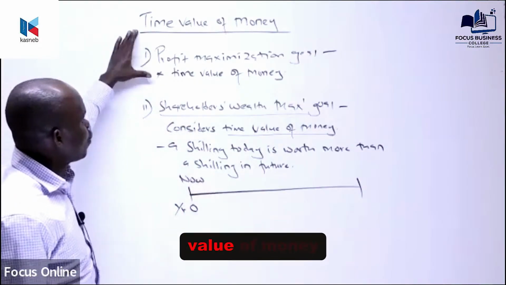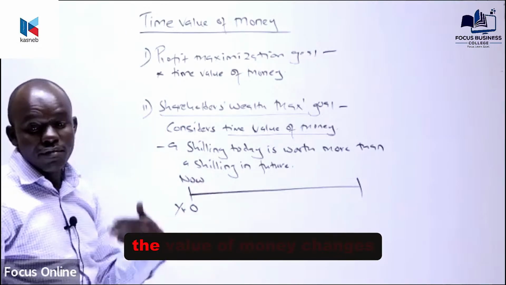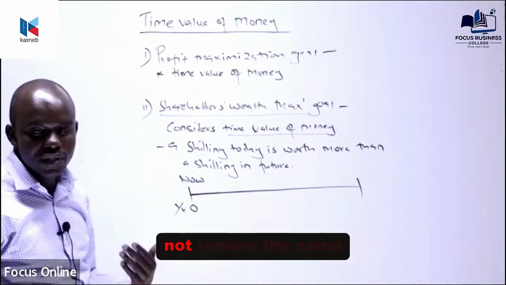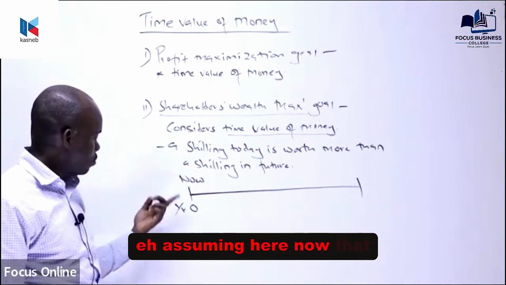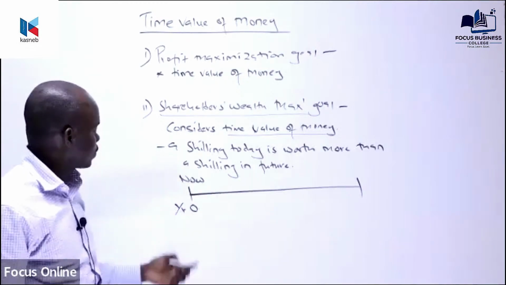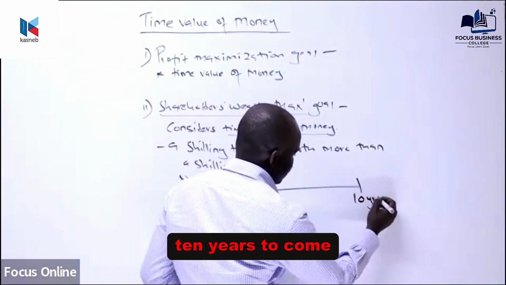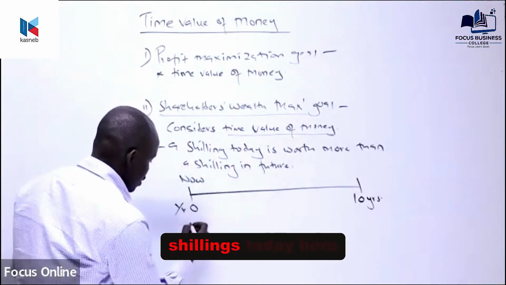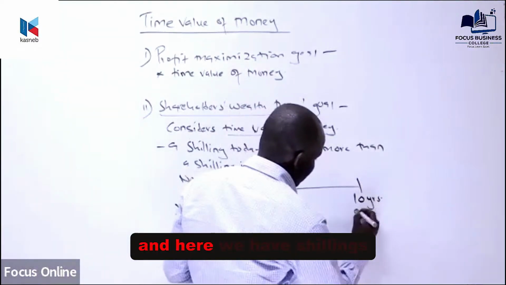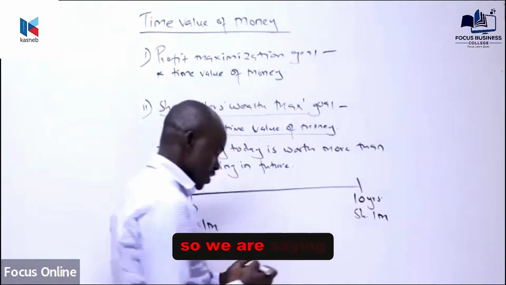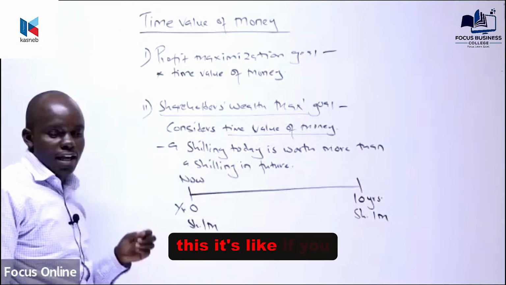So maybe just a recap. We have said time value of money is the fact that over time, the value of money changes. The value of money does not remain the same. And I'm saying, assuming here that this is year 0 today, and we have 10 years to come. So we have 1 million shillings today here, and here we have 1 million shillings.